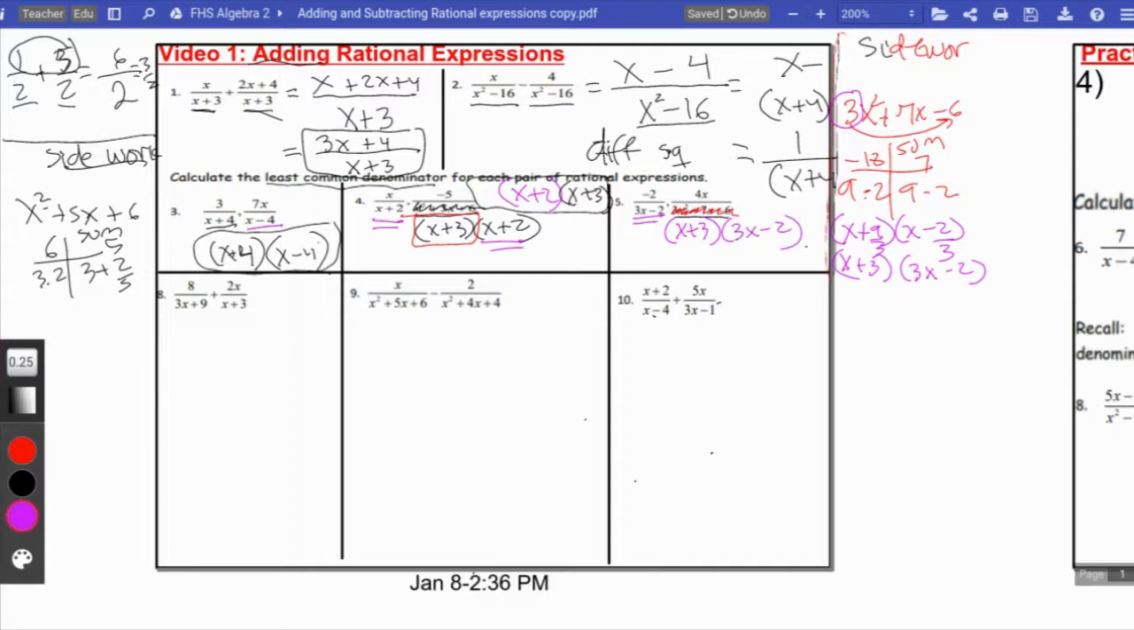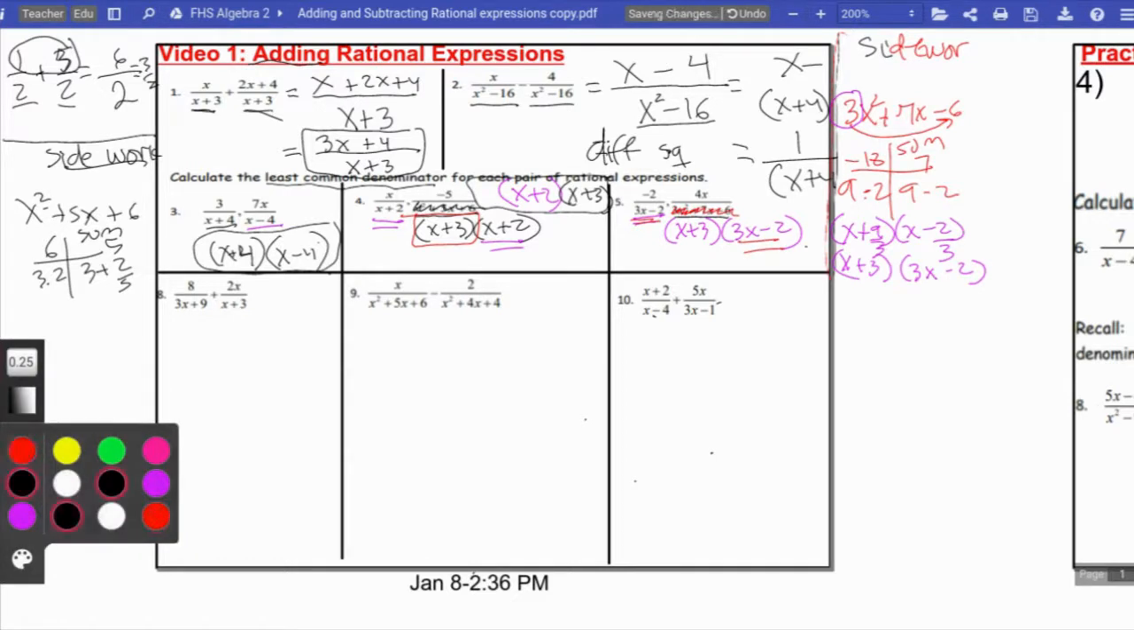Now my common factors: I have you and I have you, and then my leftover is this one. So the final answer equals the 3x minus 2 and the x plus 3, plus the leftover.